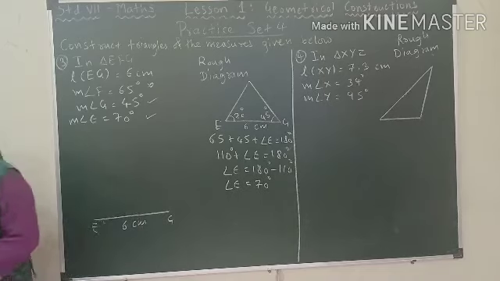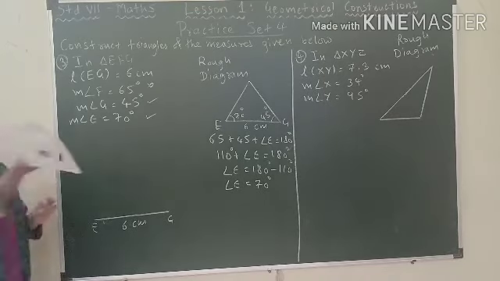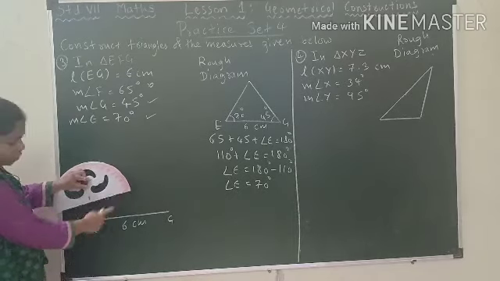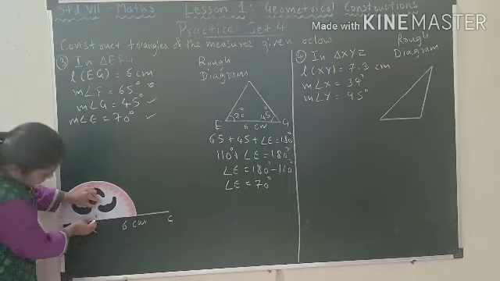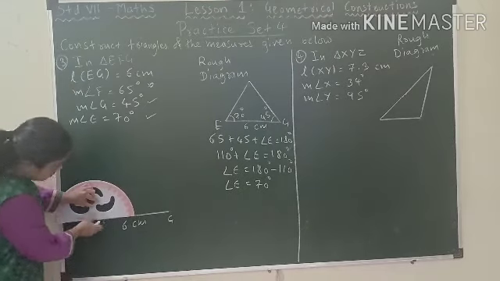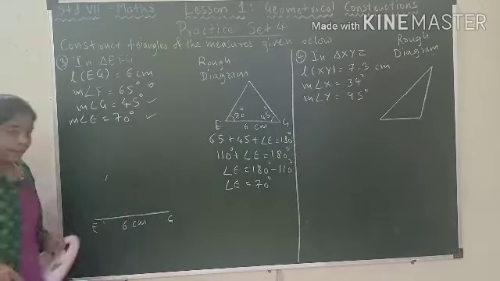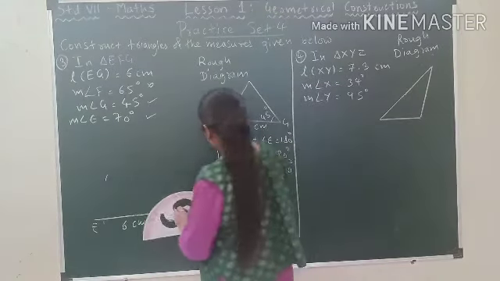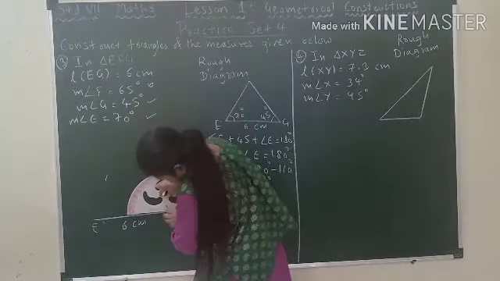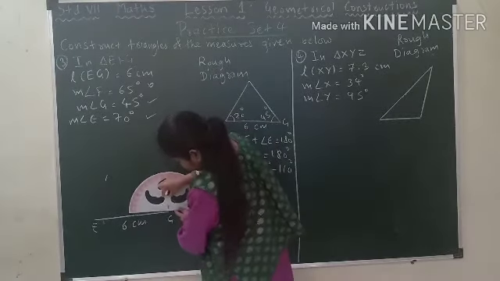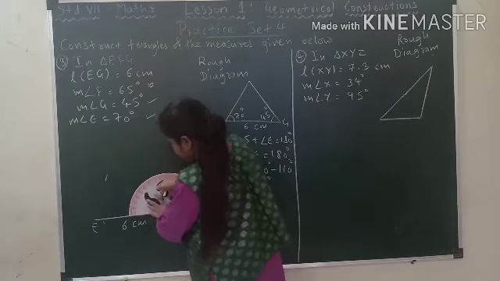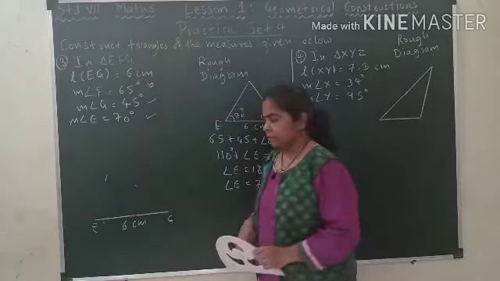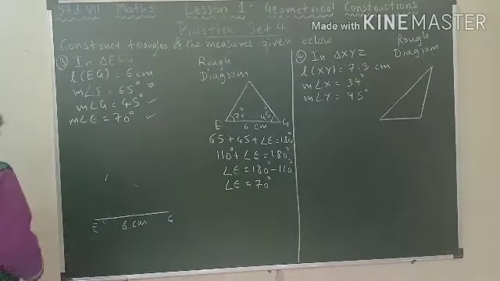EG 6 centimeter. We'll use a protractor, 70 and 45. This side now, because I'm seeing this side line. That's 70. This time I made a big marking. This side line now. 45. Join them.